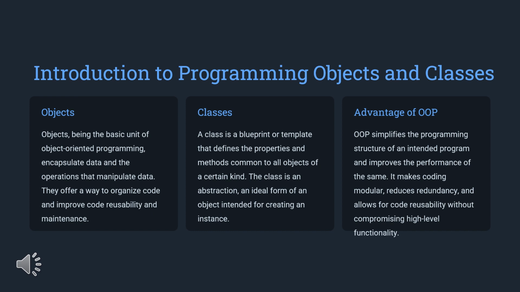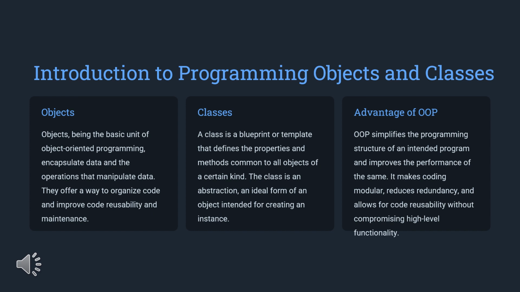What is an object? An object is the basic unit of object-oriented programming, encapsulating data and the operations that manipulate data. Objects offer a way to organize code and improve code usability and maintenance.